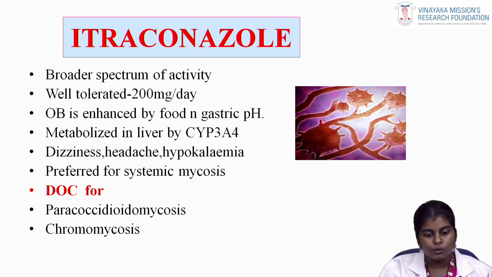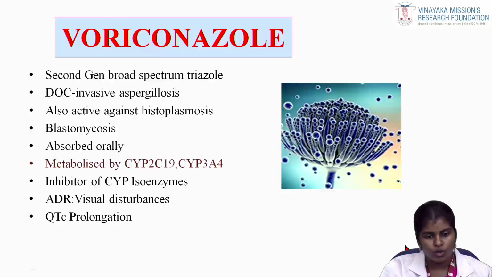It is the preferred azole, especially for paracoccidioidomycosis. It is a preferred drug. It is a drug of choice for chromomycosis. So, the drug of choice for chromomycosis is itraconazole. MCQ question. Coming to voriconazole.